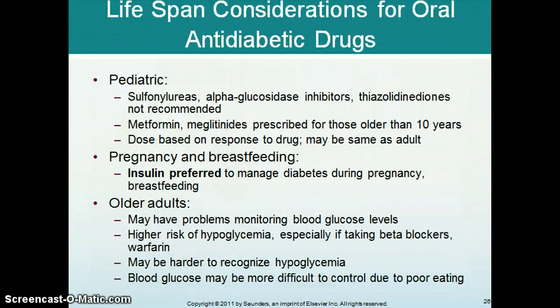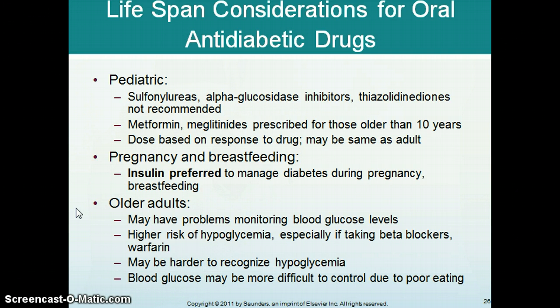Here are lifespan considerations for oral anti-diabetic medications. For pediatrics, sulfonylureas, alpha-glucosidase inhibitors, thiazolidinediones are not recommended. Metformin and meglitinides can be prescribed for those older than 10 years.